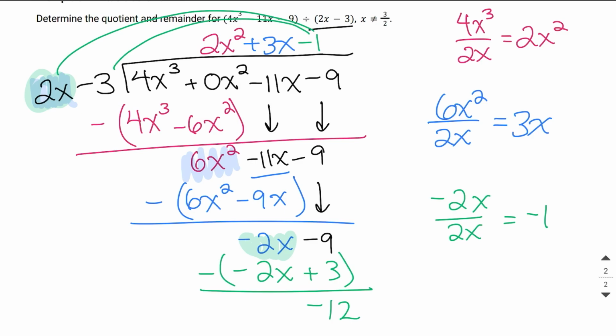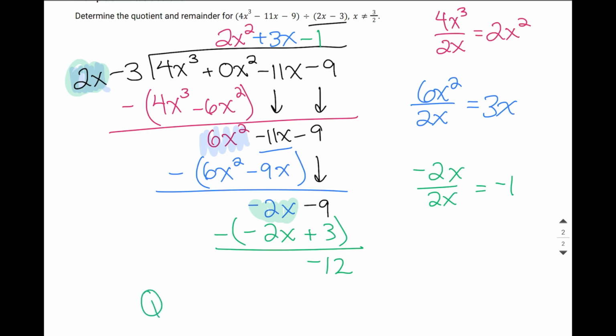So what does that tell me? It tells me that my quotient is going to be this 2x squared plus 3x minus 1 that I have up here.